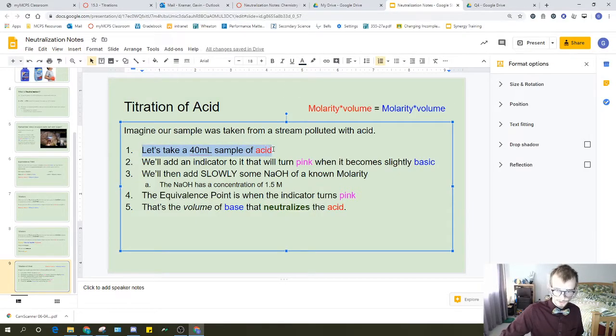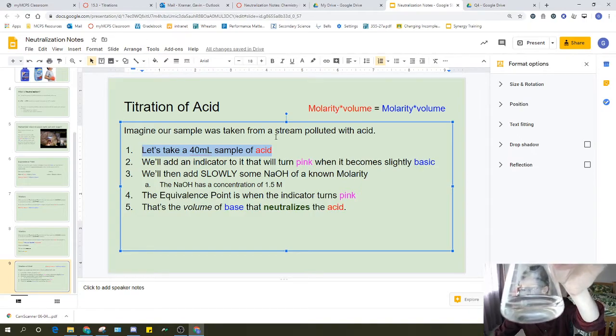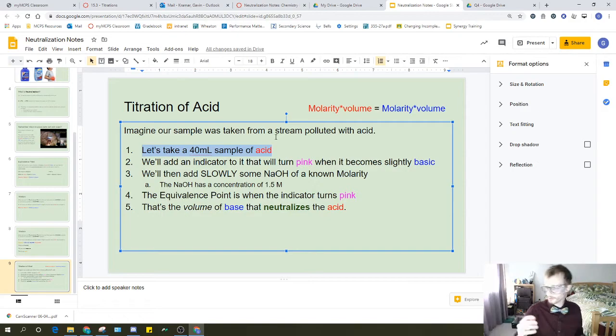So we're going to start with a 40 milliliter sample of acid, which I have right here. So I've put it into a little flask. You can see maybe that it's around the 40 milliliter mark, coming into focus barely there. So say you took that from a stream. Obviously, I made the sample up myself using chemicals, but you could go take a sample of some actual acidic water if you wanted to.